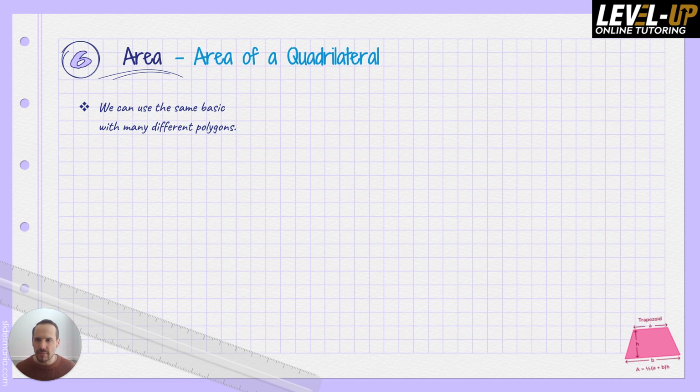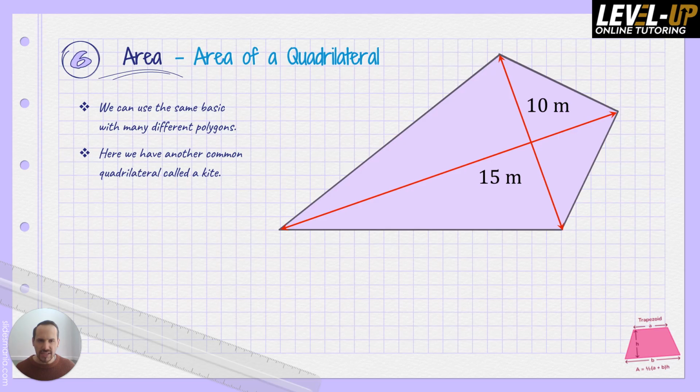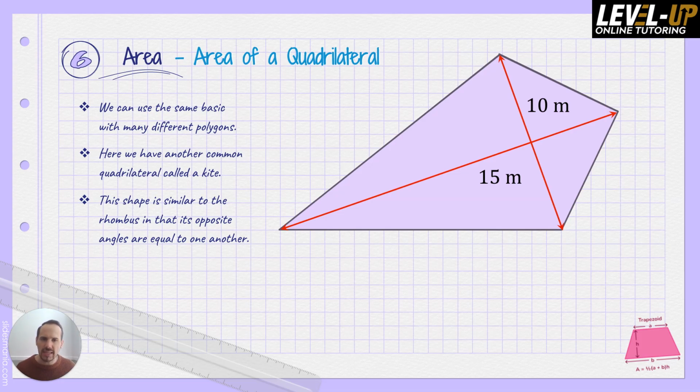We use the same basic techniques with many different polygons. So here we have another common quadrilateral, the kite, which you might come across on occasion. This one can be a little bit trickier. So we need these two diagonal distances, between opposite points. And if we have those, we can calculate the area. It's going to be basically half times these two distances multiplied. So that's a little formula you want to be aware of.